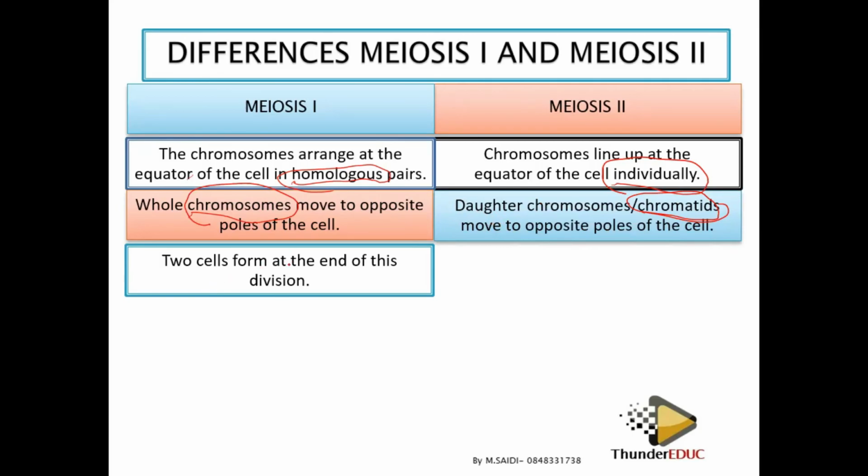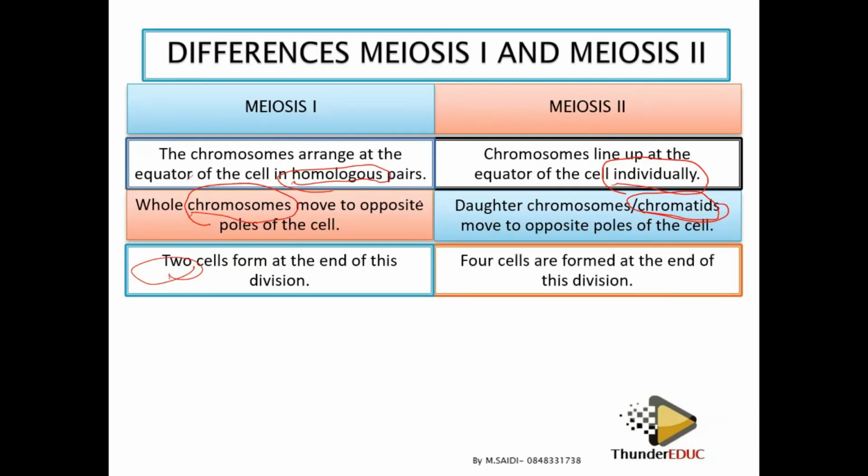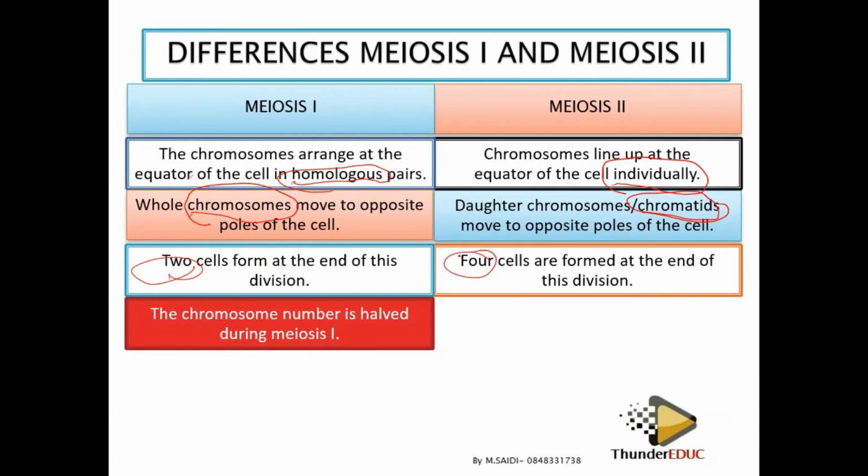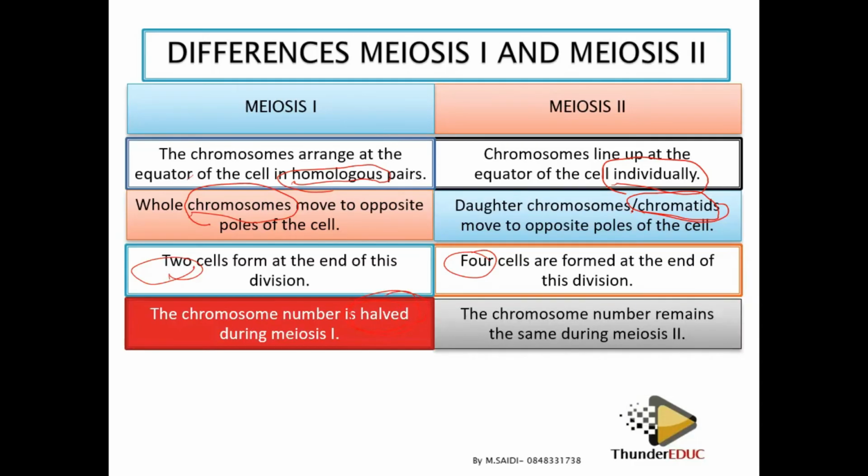Two cells form at the end. So we say that here you form 2 cells, while the other side you form 4 cells. You see the key point? Yes. And then our chromosome number in meiosis 1 is halved. Here, you have the halving effect. You can't see because of the color. And then this side, the chromosome number is maintained. It means that you start with 23 and then you end up with 23.